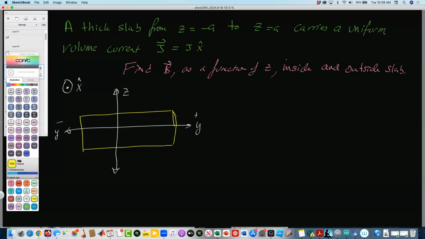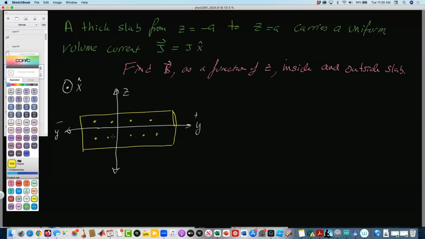Okay, so the current basically is just coming out of the board towards you. We can also draw the current like this, or just without the little circle, which I usually put on to mean a vector pointing out. It might be a little cleaner to leave it off. But let's just put these little things: current, uniform volume current. It's meant to represent the current coming out towards you.